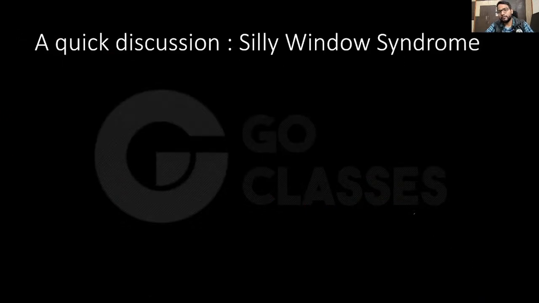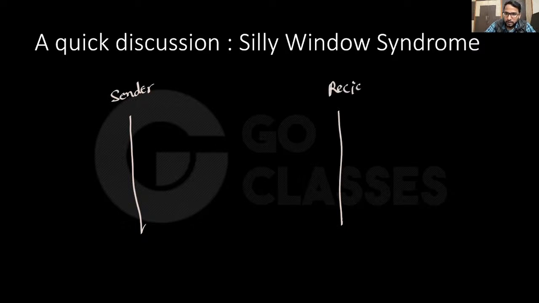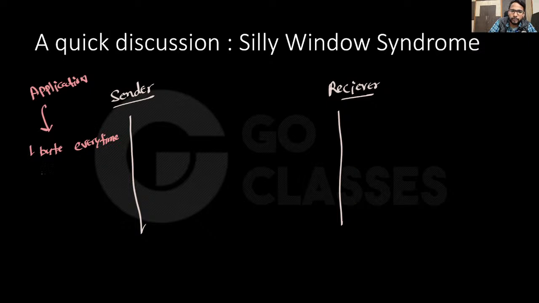Now, what is a silly window syndrome? It's a very silly thing. It says that you have a sender here, you have a receiver here. Now, suppose that the sender is very slow. Okay, there are two cases. One is that the sender is very slow, which means the application layer here is just giving one byte every time. I mean, it is not filling the sending buffer with a large number of bytes. It is just dropping one byte here.